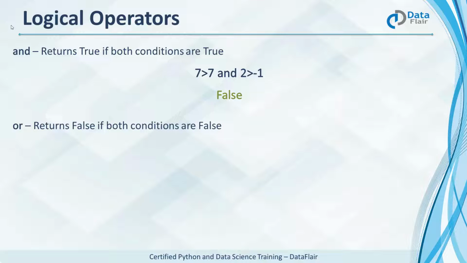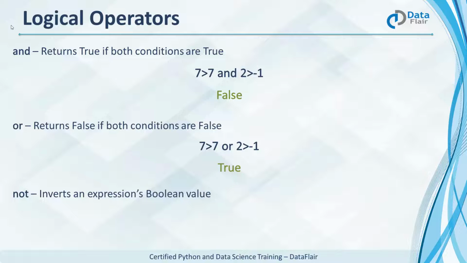OR is a bit looser. It returns true even if one of the conditions is true. It returns false only if both conditions are false. The same expression returns true here because although 7 is not greater than 7, 2 is greater than -1.